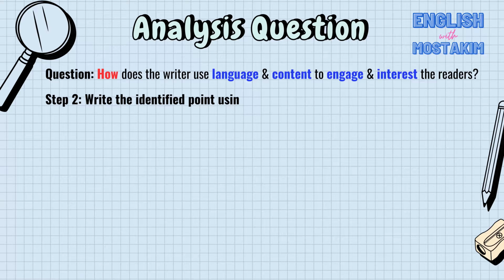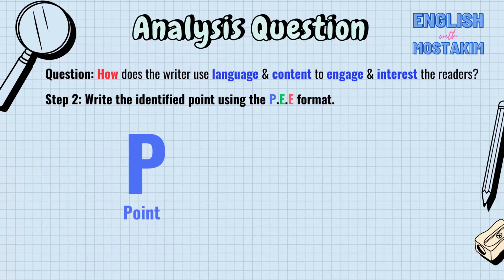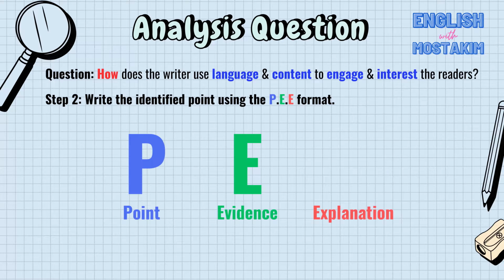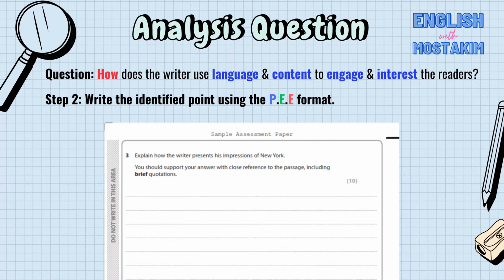Now, after we have completed figuring out the points from the text, we need to move on to step 2. In step 2, we write down the points we identified in the answer script using the PEE format. In the PEE format, the P stands for point. The first E stands for evidence and the last E stands for explanation.